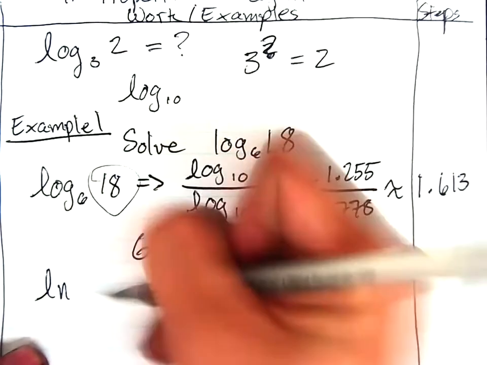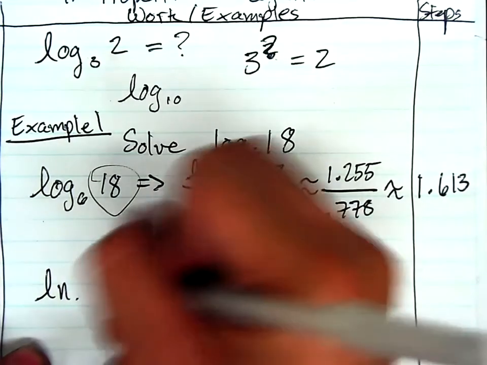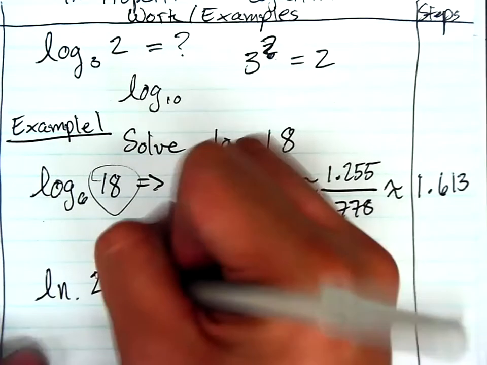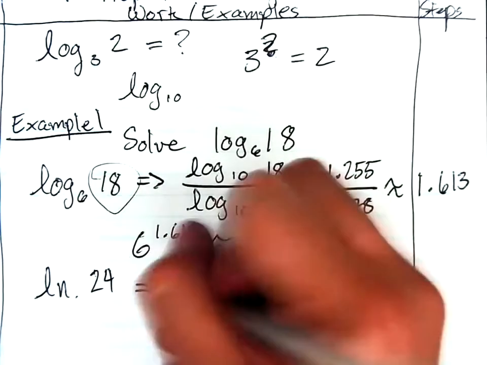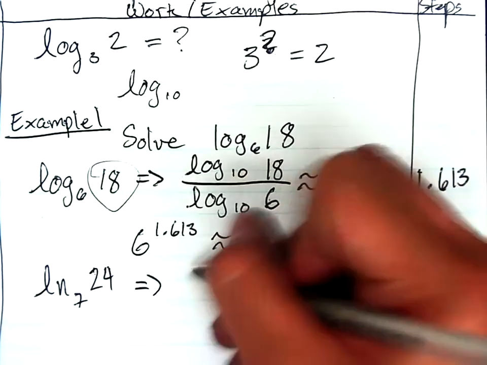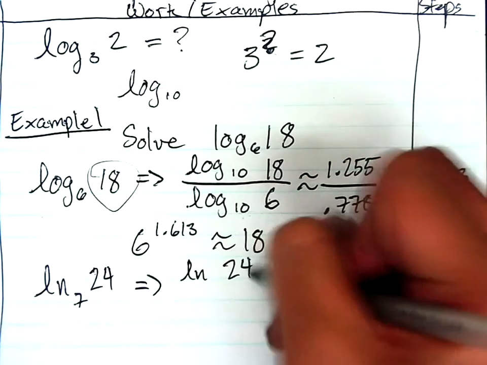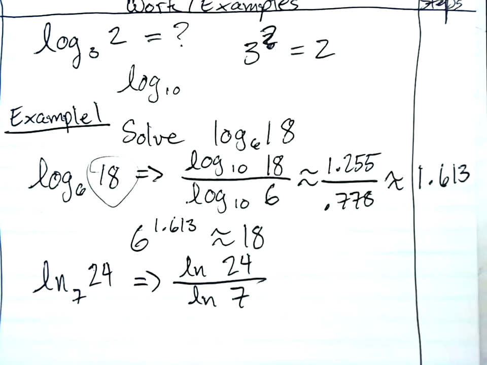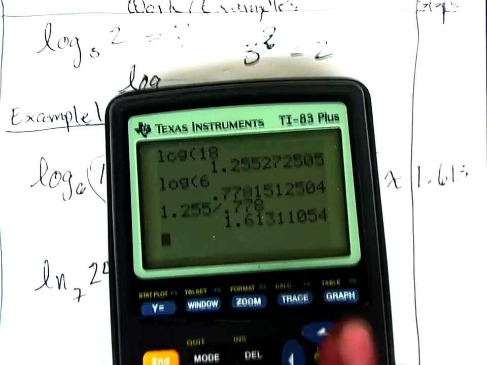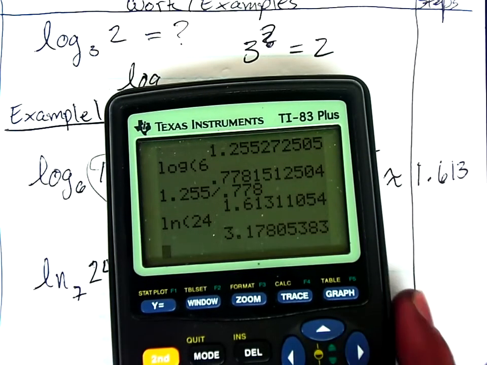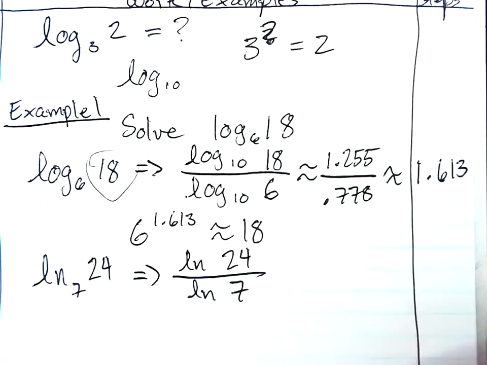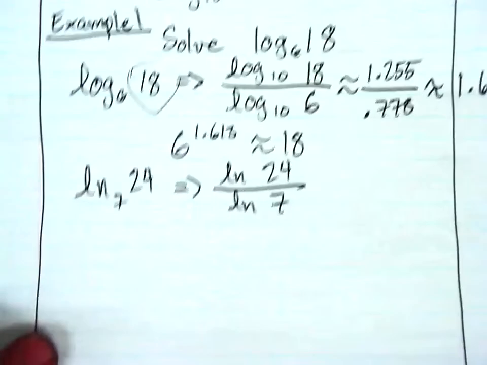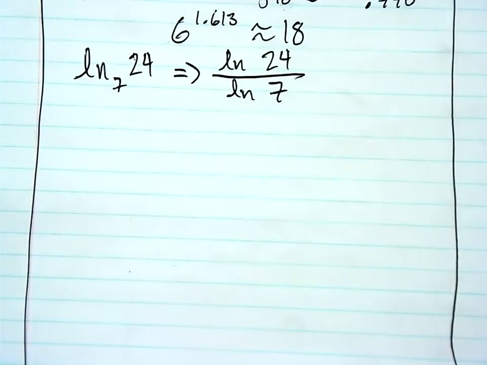If in the case I had ln of, let's say 24, what I could do would be, let's say this was 7, so ln 24 over ln 7. And in there, I can also plug it into my calculator and find the exact values. So ln 24, ln 7, and then I would just divide those two numbers. For the sake of this example, though, I'll just go ahead and leave it at that, because I want to move into the next set of examples, which are focused on the properties of exponents.